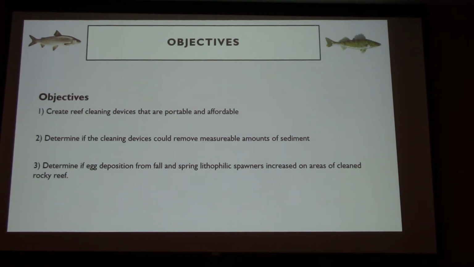The three objectives of this thesis were to, one, create a device, and it had to be portable and affordable. In Indiana, we're about 6 hours from our field sites, so we have to be able to transport this thing from Indiana up into Lake Huron, and it also has to be affordable, something that's practical to use. We also wanted to determine if we could detect removable amounts of sediment, so is this thing working? And then we wanted to see a fish usage change. If we clean off a section of the reef, are fish using that section more than the degraded one, or does it not really matter to the fish?